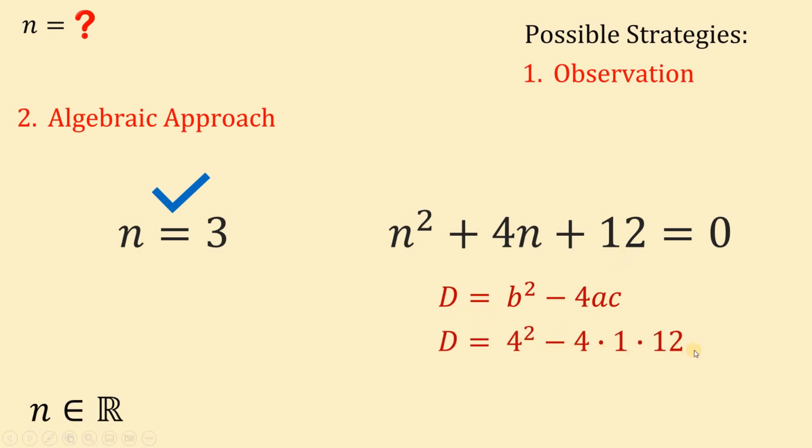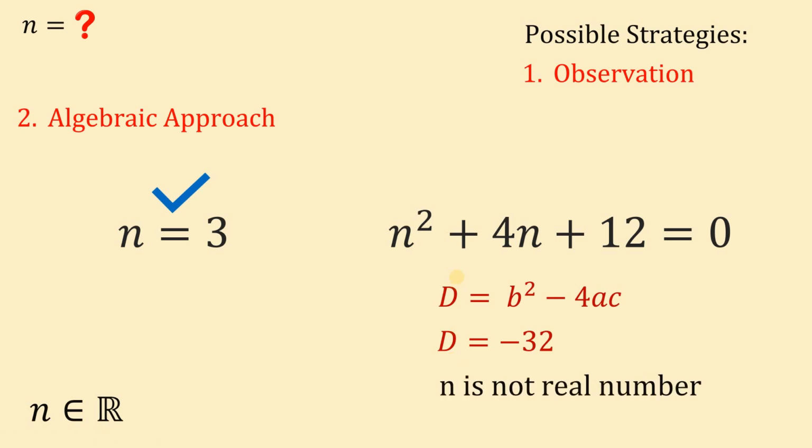We have 4 squared minus 4 times 1 times 12. Now, 4 squared is just 16. 4 times 1 times 12 is 48. Now, 16 minus 48 is negative 32. Since the value of the discriminant is less than 0, therefore, we don't get a real number in this equation.